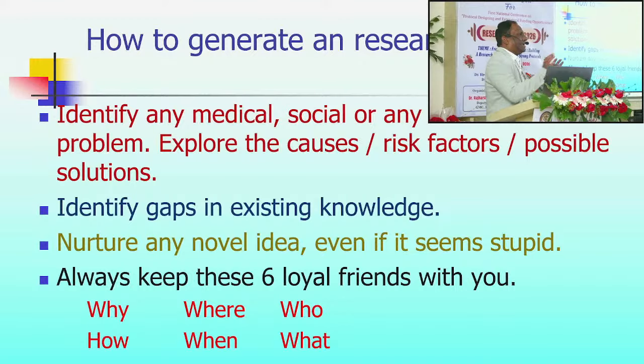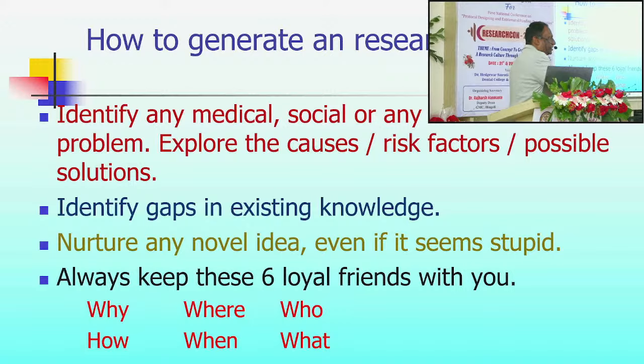And I will advise you one thing, always keep these 6 loyal friends with you. These are the 6 loyal friends for anybody, not only for a researcher, but anybody who wants to have common sense. These 6 loyal friends are why, where, who, how, when, and what. For any situation, ask these questions to yourself. Why is this happening? Where is this happening? What might be the reasons? Who is responsible? What are the factors responsible?